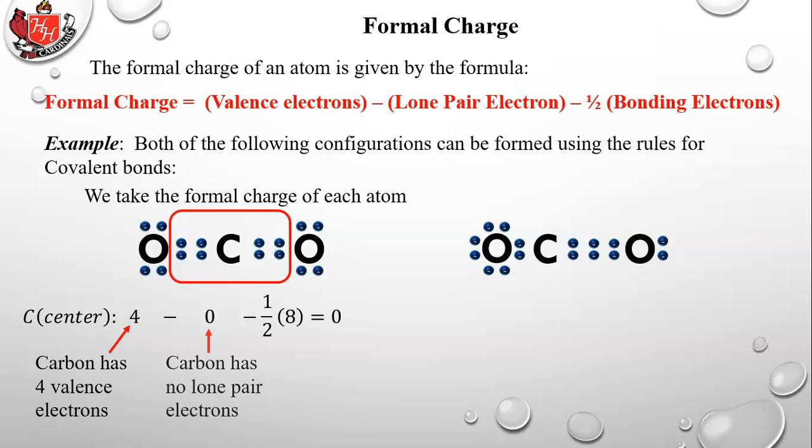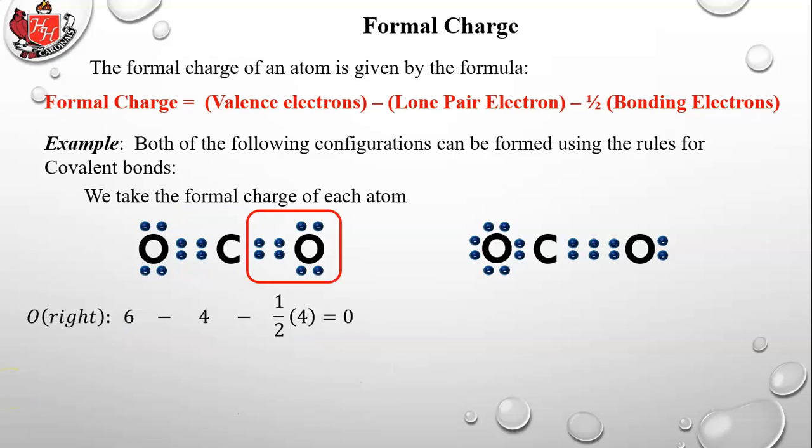Carbon has 4 valence electrons, carbon has no lone pair electrons, and we take half of the bonding electrons. Okay, so we look at the oxygen on the right, and it's pretty much the same as the one on the left. It's flipped around, but that doesn't make any difference. It has 6 valence electrons. Any oxygen does. It's just whatever it has in its natural state. That first number is whatever it has in its natural state.